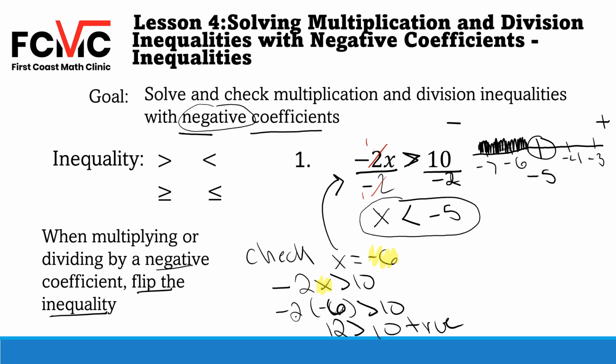Okay? So the key thing I want you guys to take away from this problem is because we divided by a negative, we had to flip that inequality. That greater than became a less than. All right? Let's get into a couple more examples.